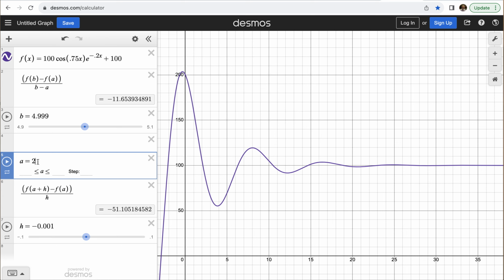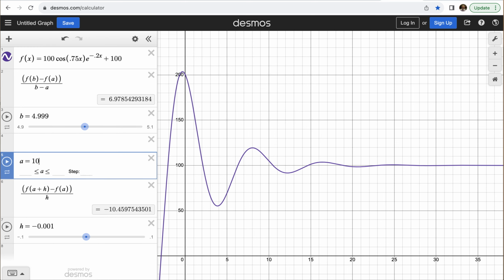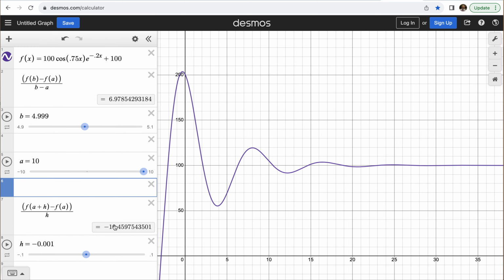Now, if I wanted to get close to 5, h still has to go to 0, so I don't have to mess with this one anymore. I just put 5, and there's the slope close to 5. And what if I want to know it at 10? I could just go here, 10, and now it's got the slope at 10. Let's look at the graph. At 10, it's got a negative slope. It's falling at about 10.45 feet per second.